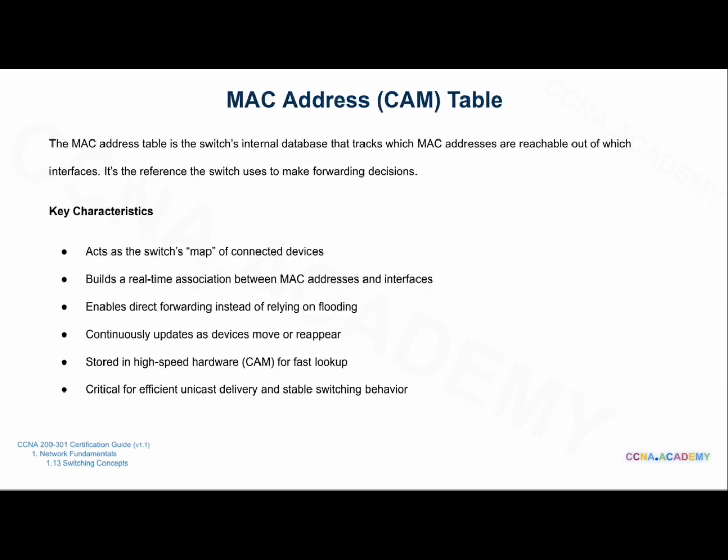The MAC address table is the switch's internal map of where devices are located. It keeps track of which MAC address is reachable out of which interface, so the switch can forward frames directly without flooding the network. This table constantly updates as devices move or reconnect, and it lives in high-speed hardware, so lookups are extremely fast. Without this table, the switch would have to flood nearly everything, so it's a critical part of efficient Layer 2 switching.